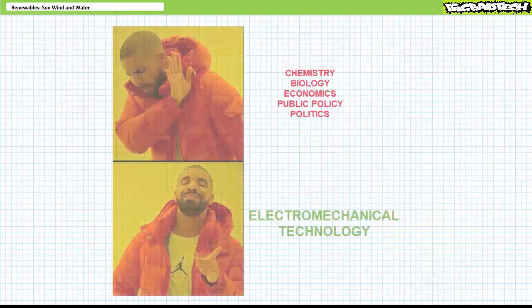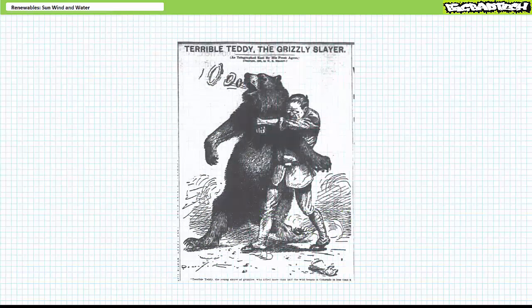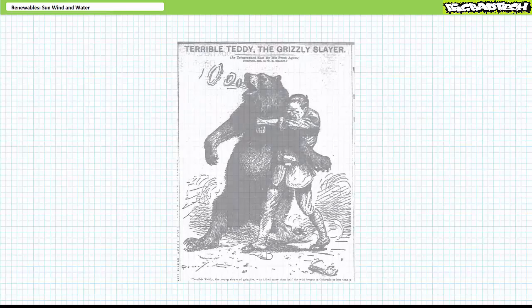Regarding the scope of this and related lectures, we will examine solely the electromechanical concepts of renewable energy, not chemistry, biology, economics, politics, nor public policy. This means I'm not going to go into a lot of great detail about the chemical reactions in biofuel processing, nor discuss the economic impacts of production tax credits. But when it comes to something like the electromechanical aspects of wind turbine blade pitching mechanisms, quite like Teddy Roosevelt and his stupid bears, I'm going to talk your ears off.